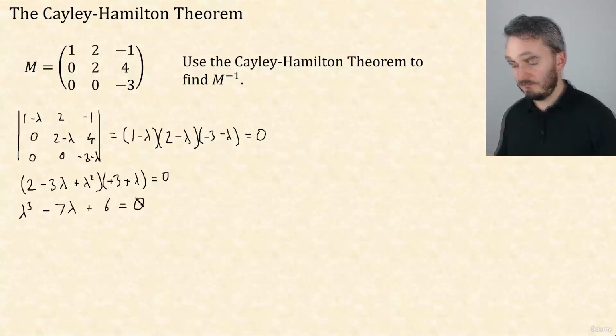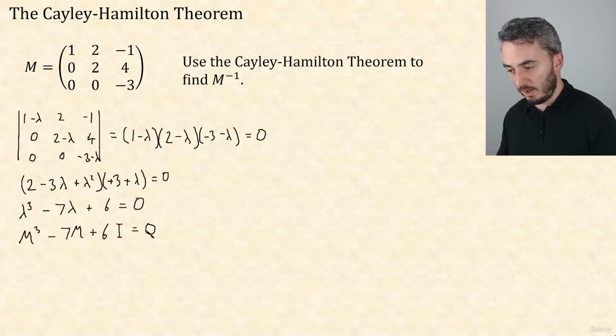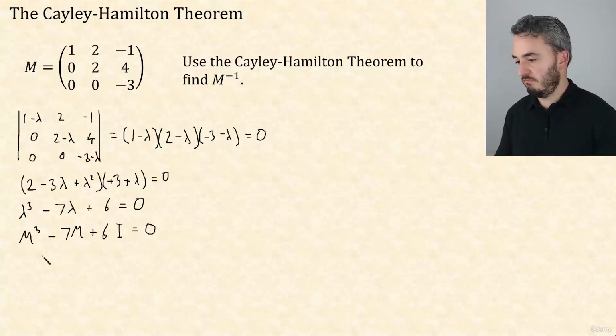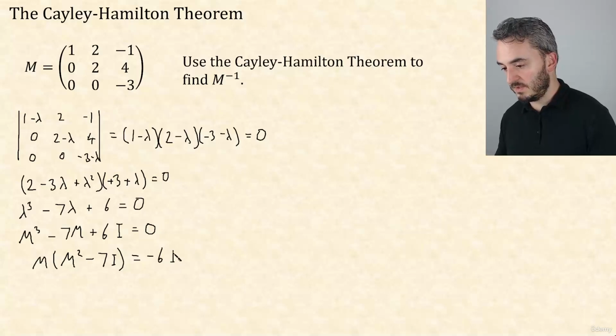Now, by the Cayley-Hamilton theorem, this implies that m cubed minus 7m plus 6 times the identity is equal to 0. So, factorising out an m gives me m times (m squared minus 7 times the identity) equals minus 6 times I.